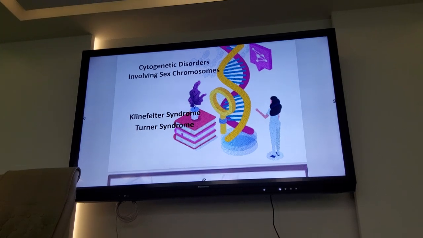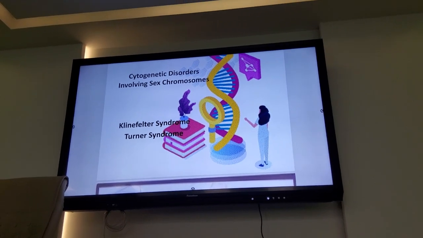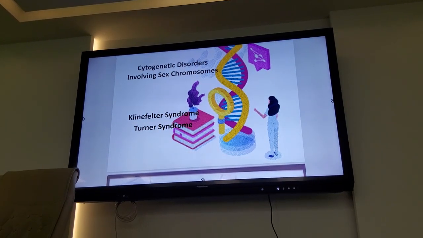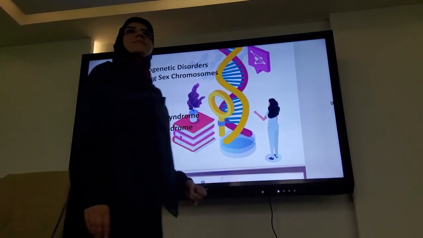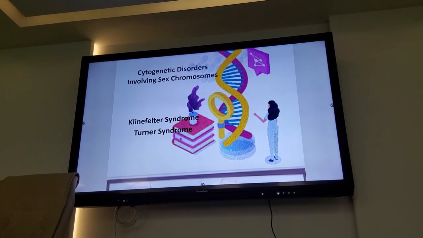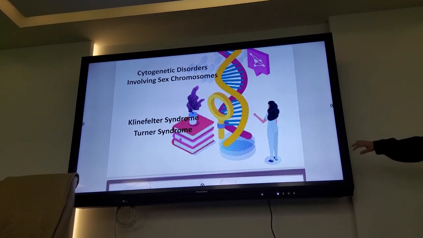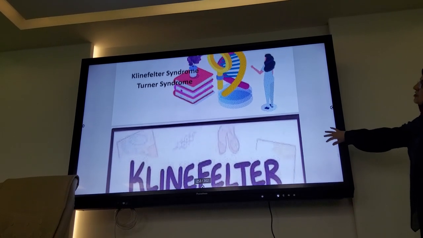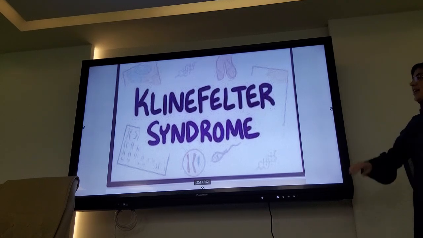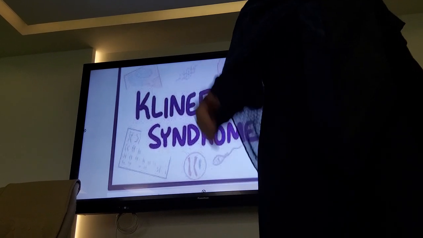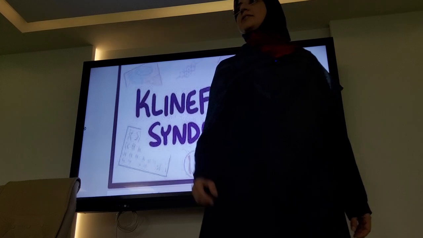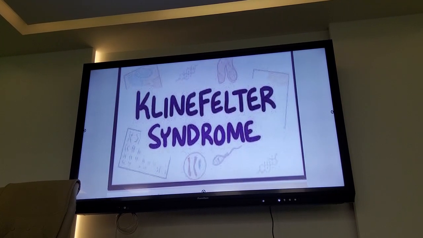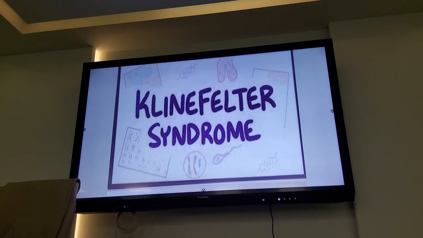Involve sex cells. Cytogenetic disorders involve sex cells, sex chromosomes: Klinefelter and Turner syndrome. Klinefelter, do you know what is the karyotyping, Saleh, please? Klinefelter syndrome, because it's like an extra X chromosome.